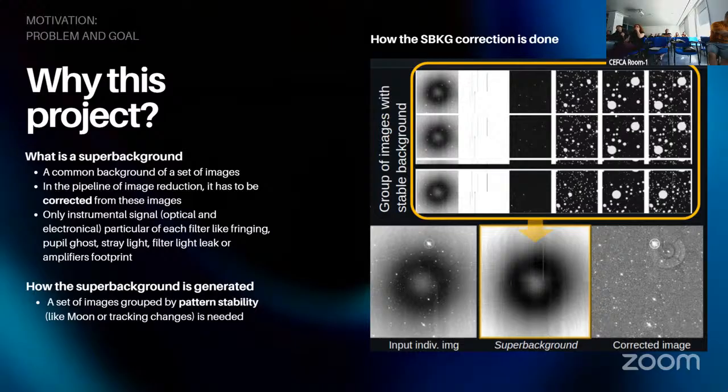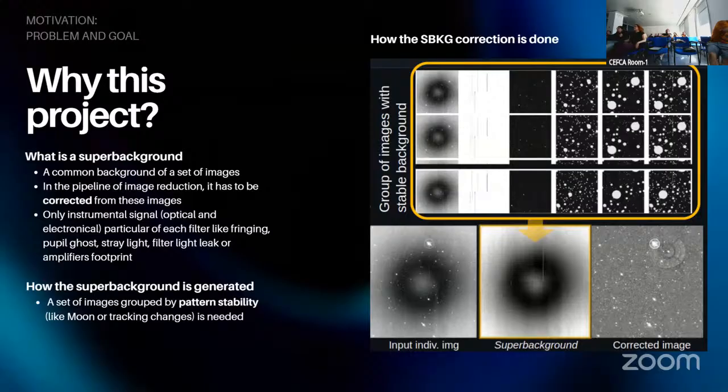So we have to do this correction. But first of all, we have to generate the super background. The super background is created with a set of images with pattern stability. And here we have an example of images that have been used to create a super background. This is the super background created.